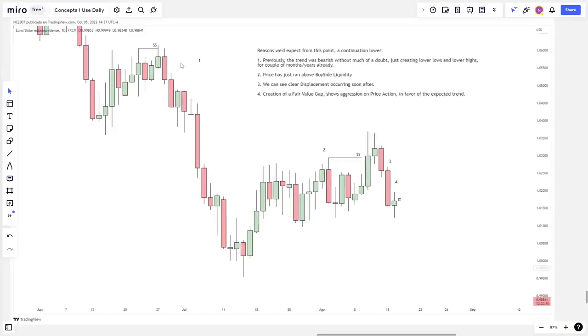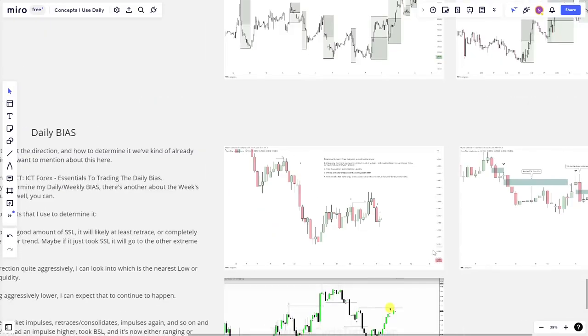Again, it retraced up to a premium price, right? Because the 50% is in between this low and this high, somewhere around these areas. We have a daily fair value gap in here as well. And of course, the buy-side liquidity that we already discussed. Multiple reasons to believe why price could continue going lower.